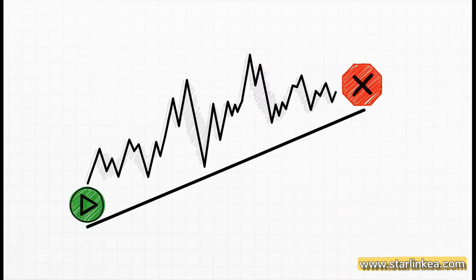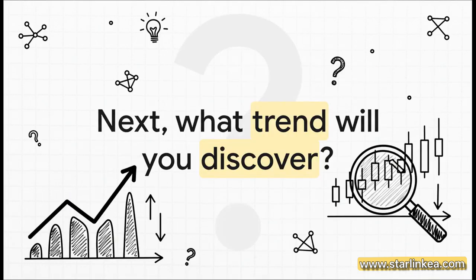And let's not forget why we're doing all this. What's the point? Well, the ultimate goal here is to use these lines and these patterns to make better, more informed decisions. They help us anticipate where things might be headed and spot more strategic moments to get in or get out of a position. So, there you have it. We've covered the what, the how, and the why of trend analysis. You now have the foundational tools to start decoding the story in any chart you look at. So the only question left is, what trend will you discover?